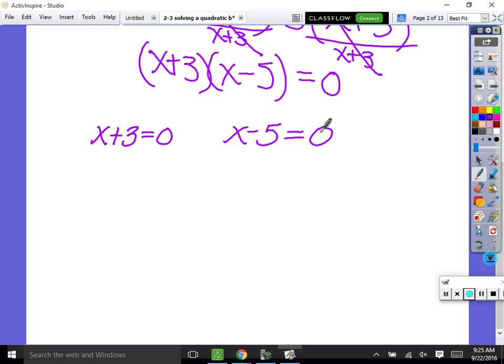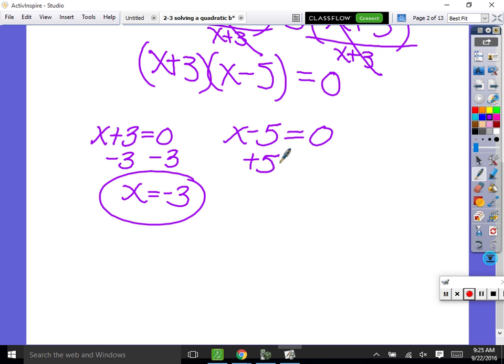Now we're just going to use algebra to get x alone. So right here, what would I do? You tell me. Good, minus 3 from both sides. So guess what? One of our solutions is x is equal to -3. Right here, we would add 5 to both sides of the equation. So we get x is equal to 5. So there's our other solution.